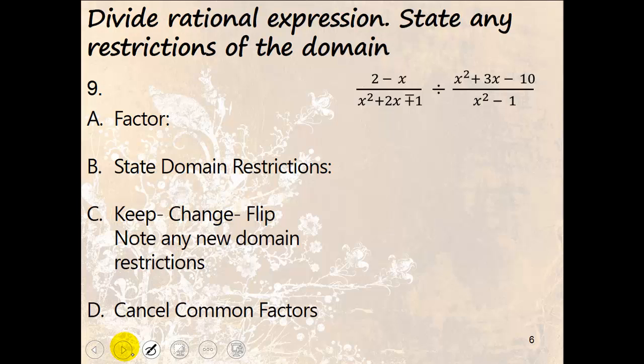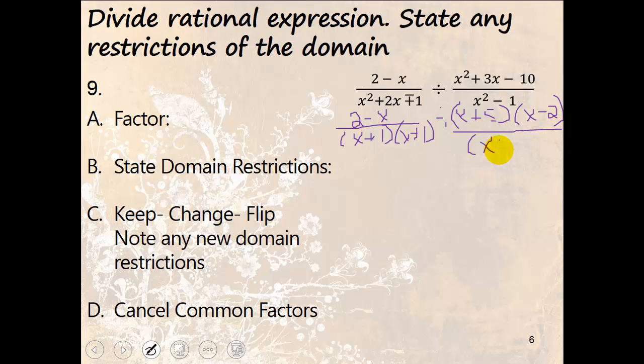So I have 2 minus x over, that should just be a plus there, x plus 1 times x plus 1 divided by, notice that I'm not drawing one big long line for division, x plus 5 times x minus 2 over, this is the difference of squares, x plus 1, x minus 1.